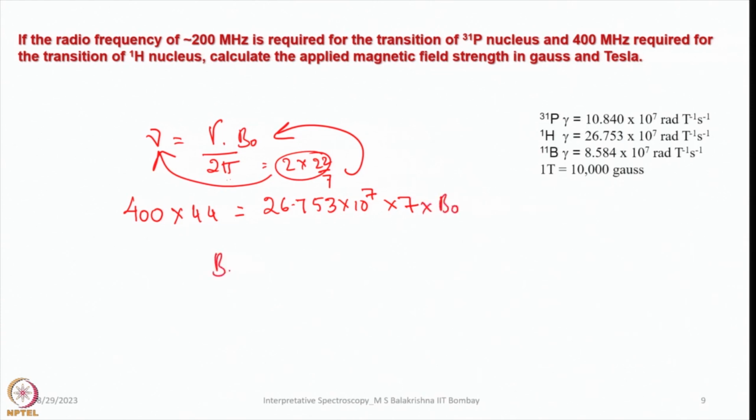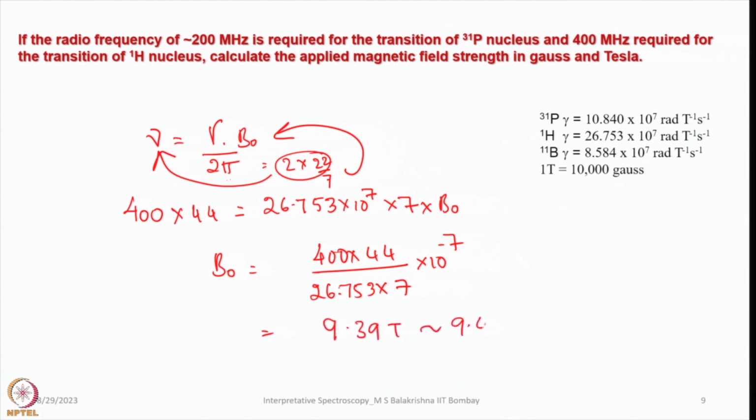So, simply now B naught can be calculated from this one, 400 into 44 divided by 26.753 into 7. So, this will give you into 10 to the power of minus 7. So then when you convert, what you get is approximately 9.39 Tesla, or that's equal to 9.4 Tesla. So that means basically 94,000 Gauss. So this is the magnetic field strength for this one. So this is how you should be able to calculate. Let's move on to further discussion.